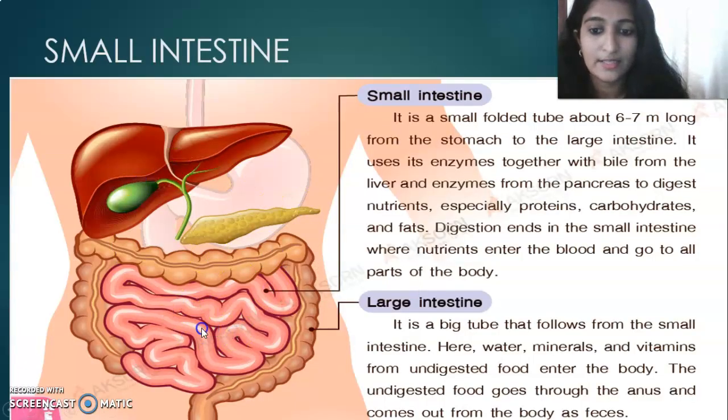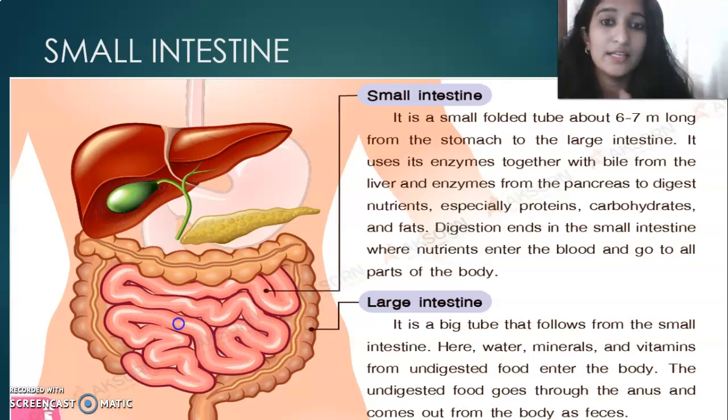You can see this is the small intestine. It is a tube which is folded. When we stretch it, we'll get about 6 to 7 meters in length. And from the intestine we have some helping organs in order to digest.